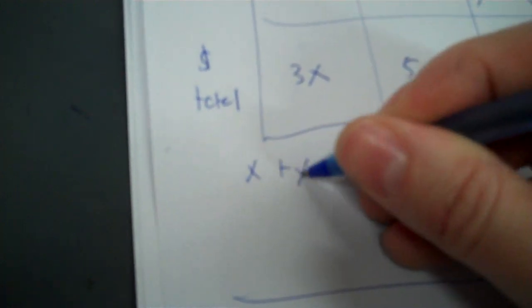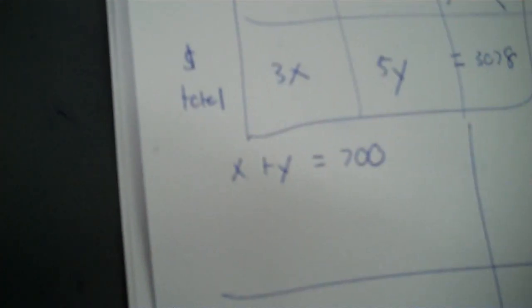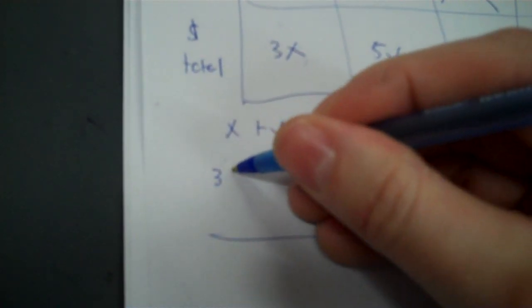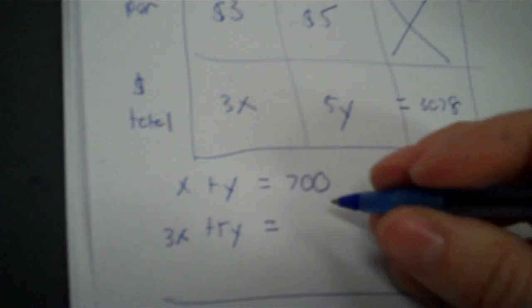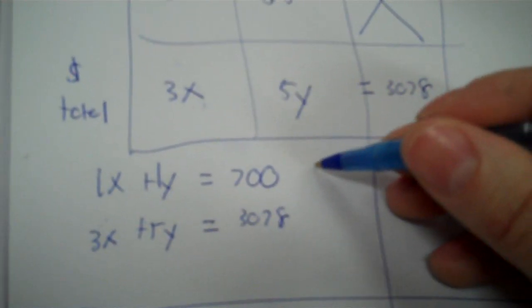So x plus y equals 700. The two unknowns add up to 700. Also, if you take one of the unknowns times 3 plus the other unknown times 5, I know that's a total of 3,078. Okay, elimination.